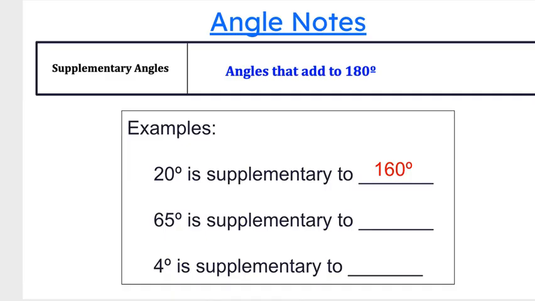If you took 180 degrees, subtracted 65, you would have 115. So 115 degrees and 65 degrees are what we call supplementary angles. They add to give you 180 degrees. Same thing with 4 degrees to get 176. Again, subtract it from 180 to get 176, and those angles together add to 180.